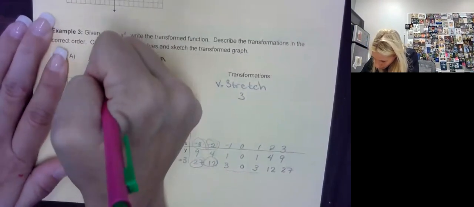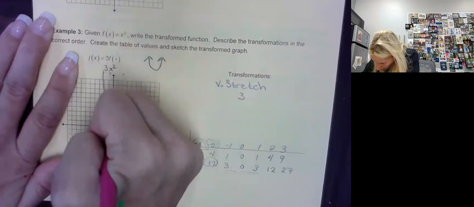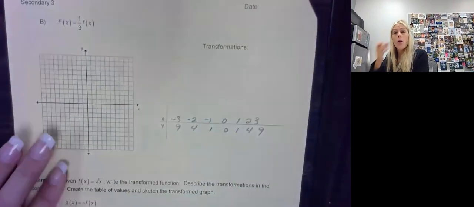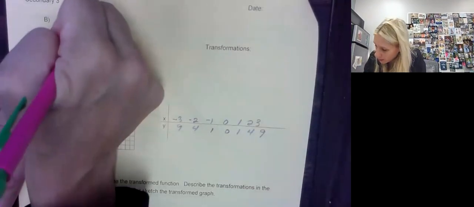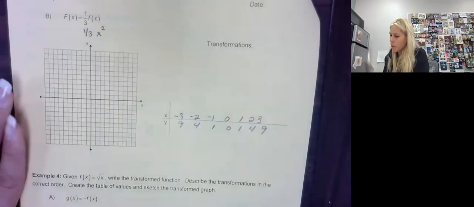Now, this one, of course, is quadratic. So we're going to try to make it look like that U. These arrows keep going. Okay, so we're dealing with the same function here. Okay, so it's 1/3 x squared. Okay, what does that do?